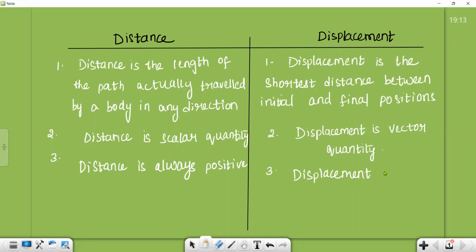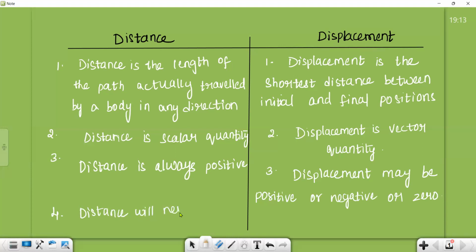Displacement may be positive or negative or zero. This all cases we discussed, right? Yes, ma'am. And distance will never decrease, whereas displacement can decrease because we are considering only the shortest path. So displacement may decrease. Clear? Okay. So these are the differences. Clear with all the points, everybody? Yes, ma'am.